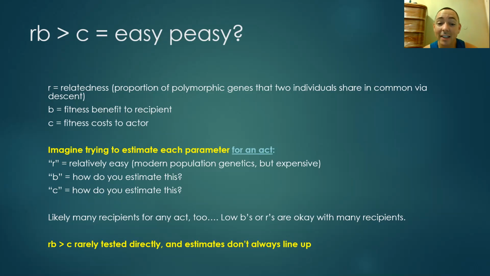So it's rarely tested, and then when we do test it, it turns out it usually doesn't add up all that well, and we assume it's not because it's wrong, but because we're just really bad at estimating B's and C's in real life situations.